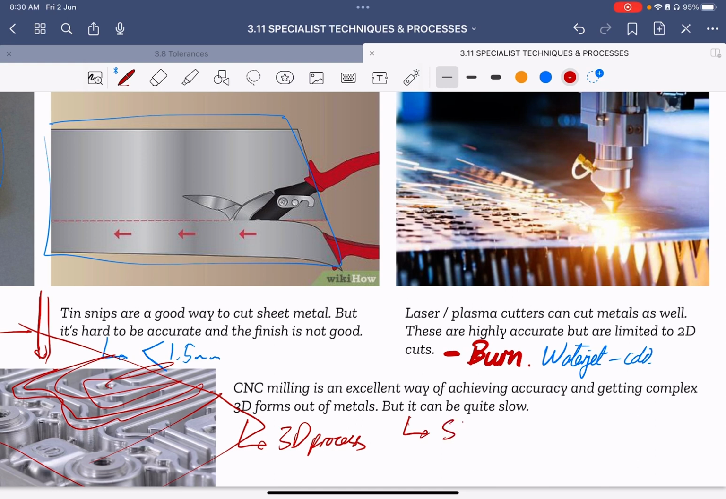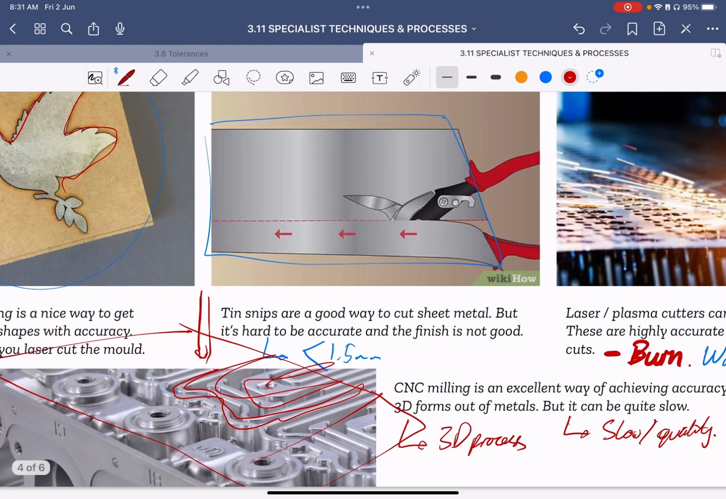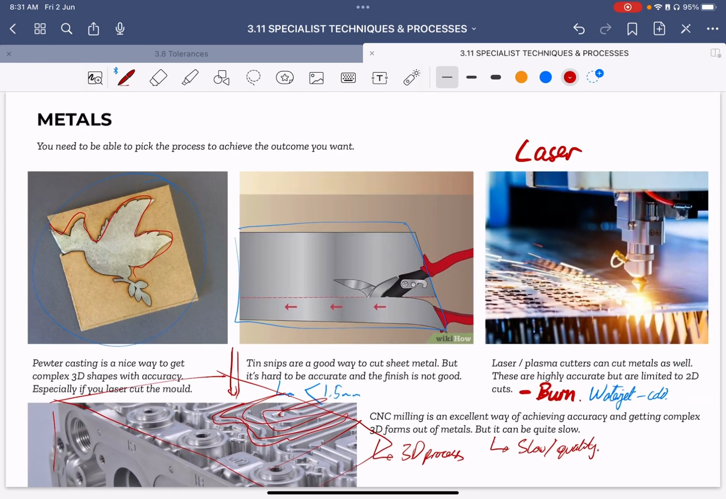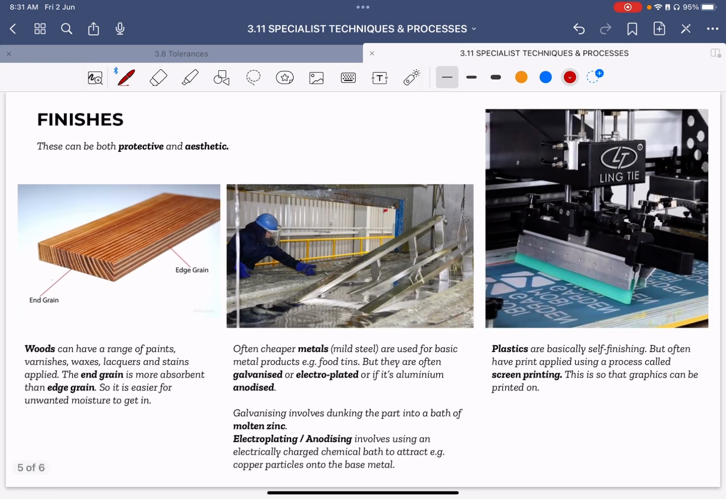But then again, slow relative to the quality, that's something you can think about, because to make that by hand to the same quality would be, I mean, months of work at least. So CNC will do it in a few hours. So, yeah. Okay, then the last bit is finishes.